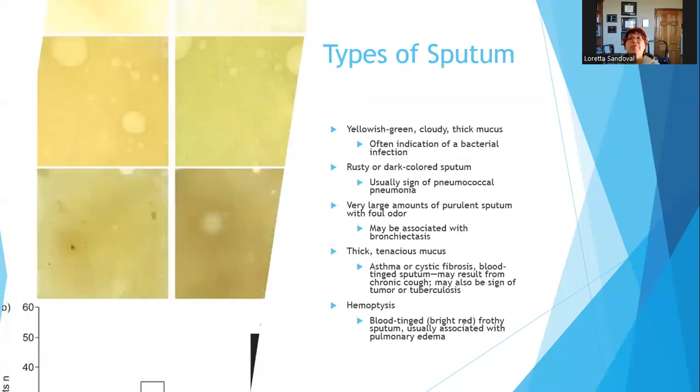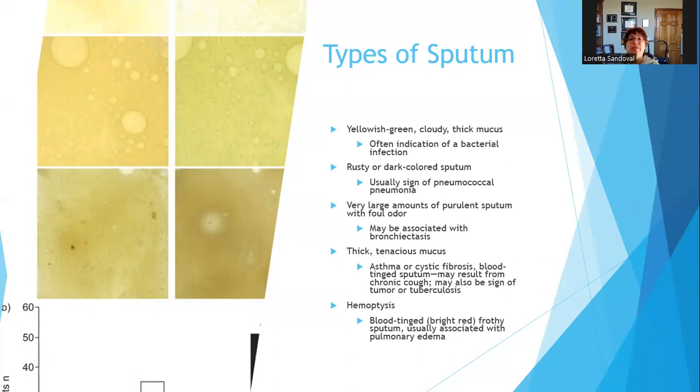So the types of sputum, if it's yellowish green, cloudy and thick, that's often an indication of a bacterial infection. People with chronic lung disease are more prone to bacterial infections because they have more residual volume in their lungs, and the bacteria might like that if the lower respiratory system gets invaded by bacteria. Rusty or dark colored sputum is usually a sign of pneumonia. Very large amounts of purulent sputum with a foul odor. If you have a foul odor that you're coughing up out of your lungs, that's bad. I'm just saying. And usually there's some type of infection involved.